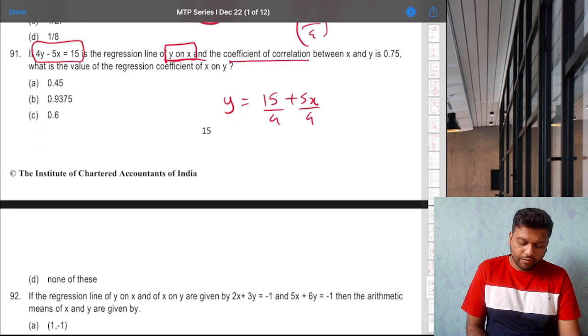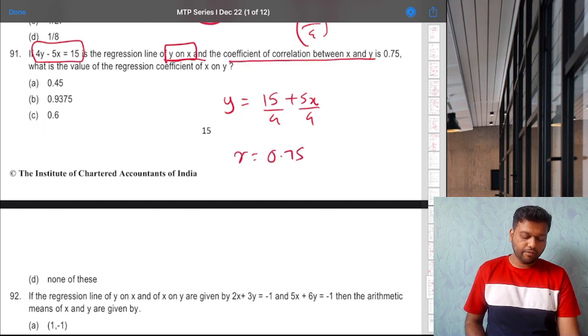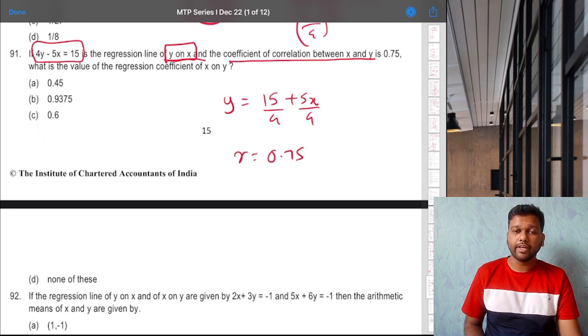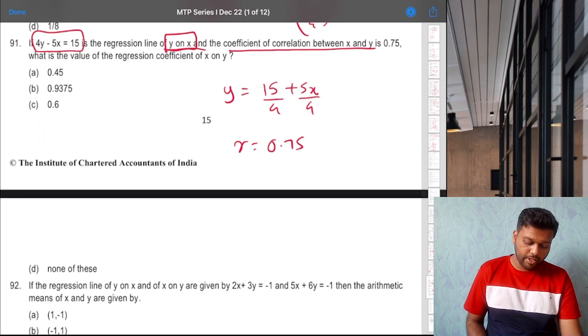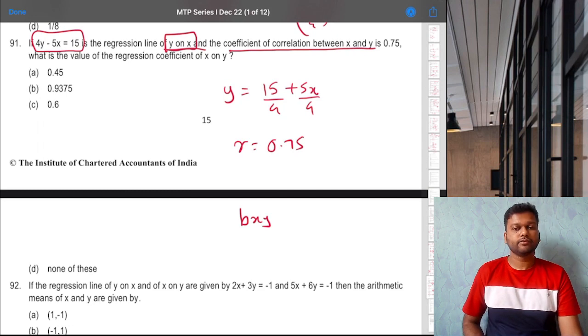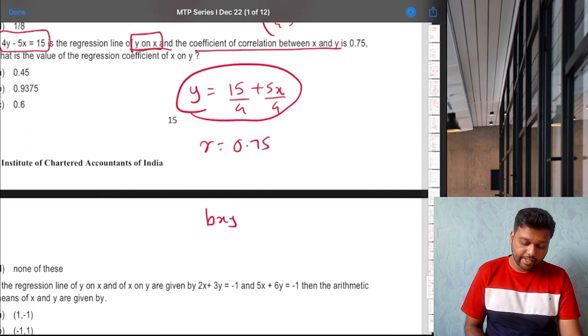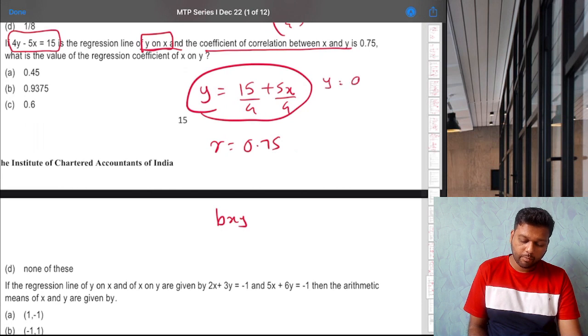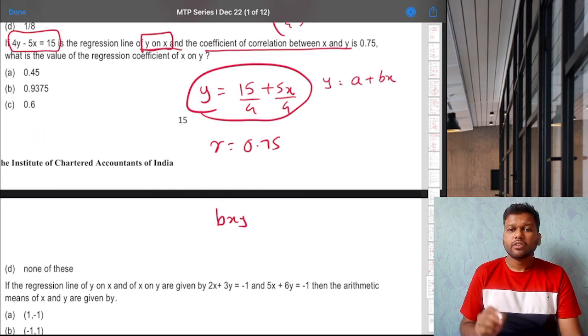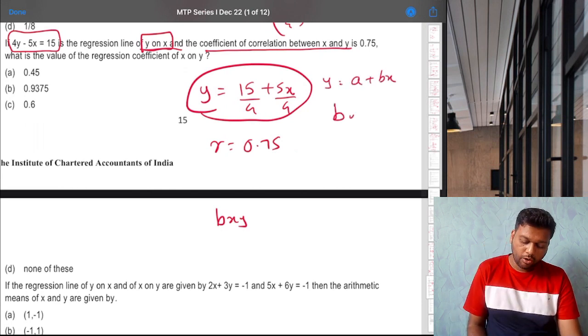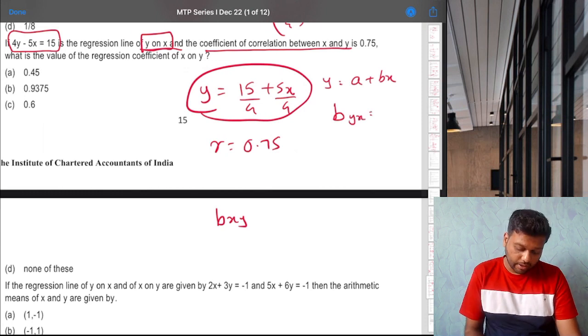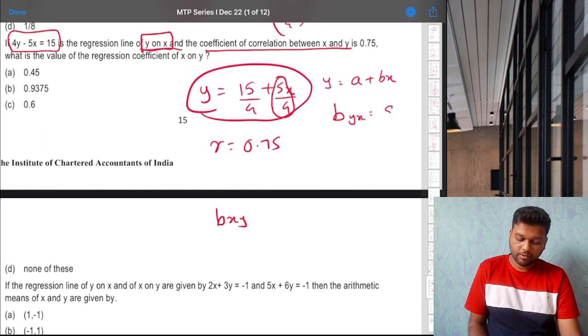The coefficient of correlation between x and y is 0.75. Then what is the value of the regression coefficient of x on y? They are asking for bxy. From the given regression line, how do we get the regression line of y on x? y is equal to a plus bx, so the b of the y on x line is going to be 5 by 4.